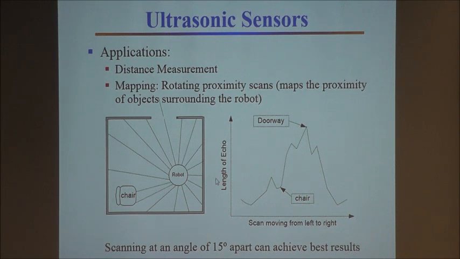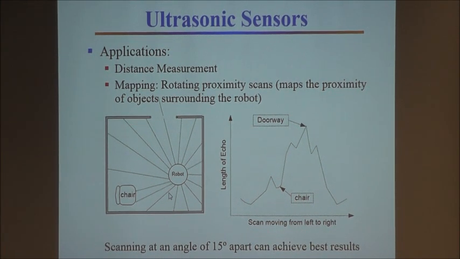Then you look at the length of the echo versus a scan moving from left to right. When it reaches the chair, it's somewhat here, and then it goes to the doorway, goes way out, and you can't even get the largest amount. So you can scan at an angle of 15 degrees apart, and that can achieve the best result. You see 15 degrees here, here, here, 15 degrees around.